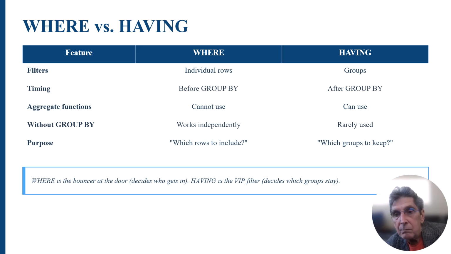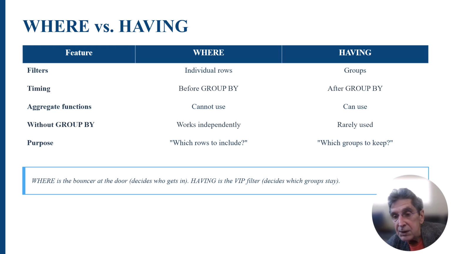Group by, having runs after. So where cannot use aggregate functions, but the having can. So where works perfectly fine without group by, but having is rarely used without it. So where answers which rows should I include in my analysis, but having answers which groups meet my criteria. So the analogy is helpful. Where is the bouncer at the door who decides which individual records get into your party. The having is the VIP filter that looks at the groups already inside and decides which groups are important enough to stay in the final result.